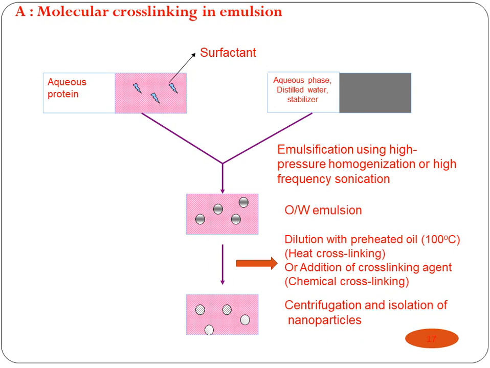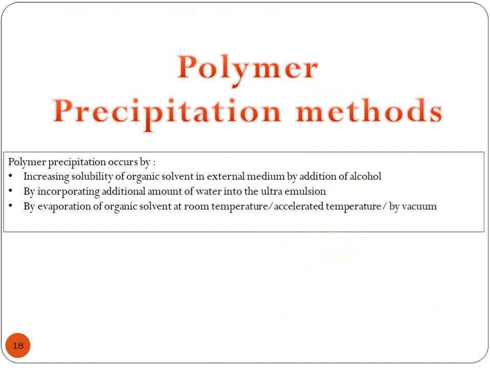Now if we talk about the heat cross linking, if we want to follow that method, then we dilute this oil in water emulsion with preheated oil, which is heated at about 100 degrees Celsius. And if we follow the chemical cross linking, we have to add a chemical cross linking agent, and after centrifugation we get the nanoparticles.